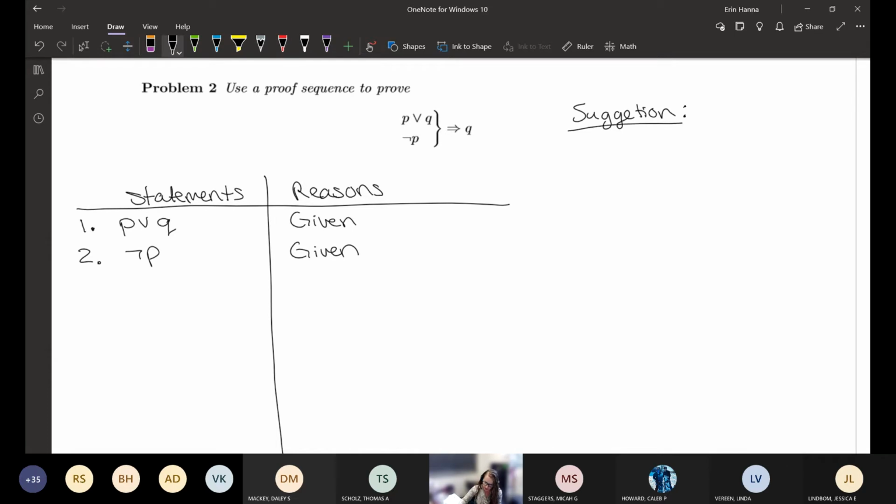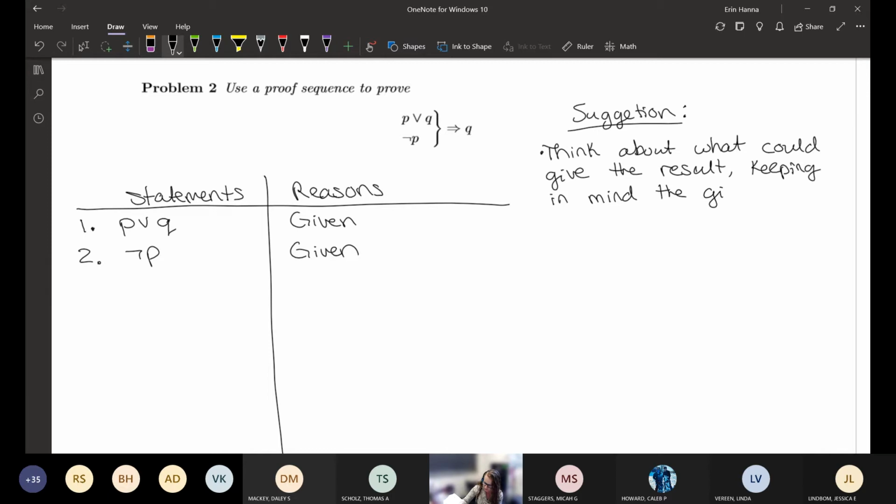So my suggestion for ones from scratch is to essentially think about what could give the result, keeping in mind the givens, I'll say. Now you want to be careful there because sometimes you don't want to focus on the givens too much because you want to focus on some things that you could possibly get from the givens.